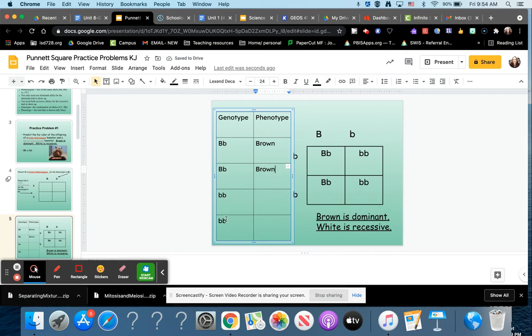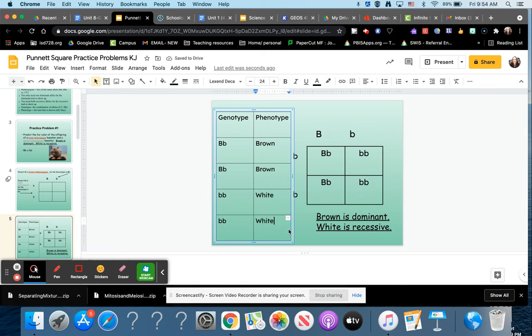Now, both of these little b's are homozygous because they have the same allele. And since they both have the same recessive allele, remember, if we have two recessive traits, then the offspring will show the recessive trait. Since white is recessive, this offspring would have white fur, and this offspring would have white fur.